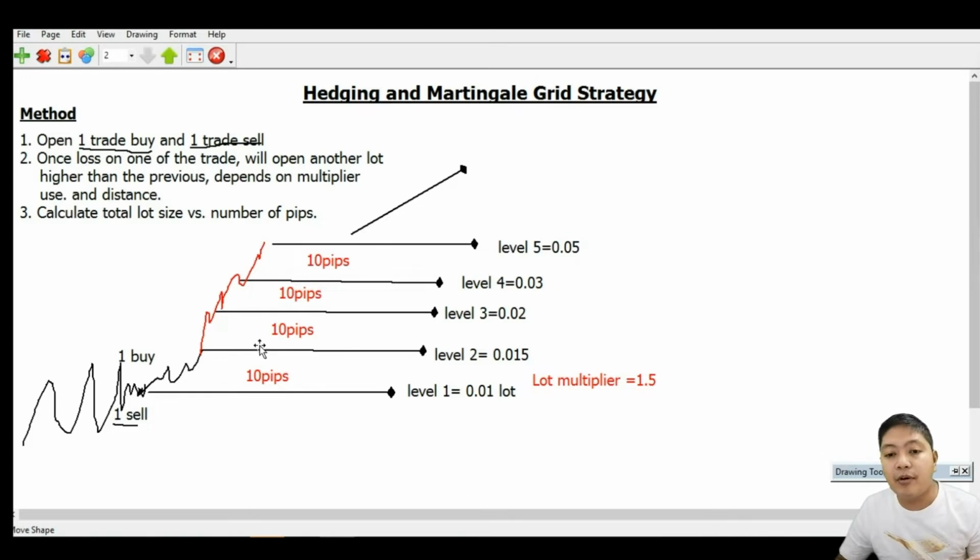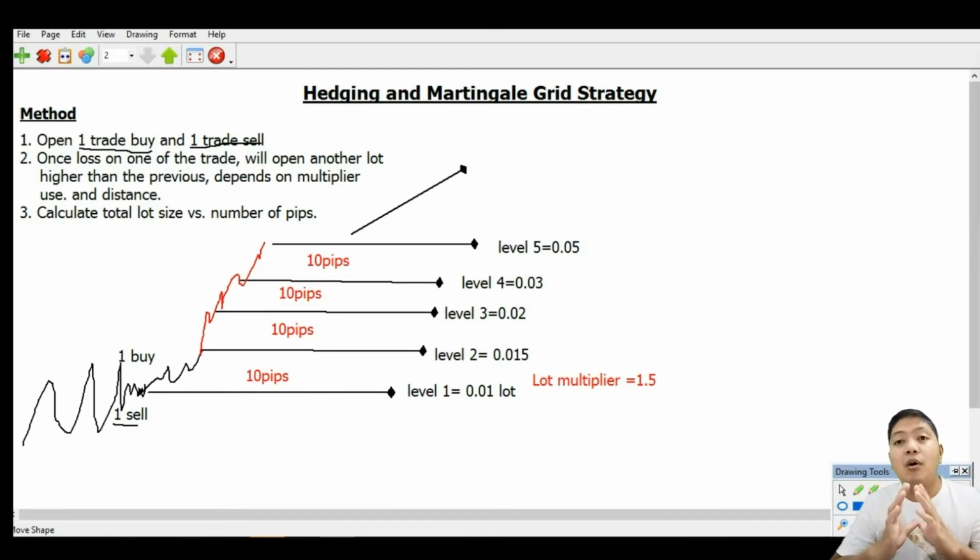Now let's say, for example, what happened to the buy? The buy order here will open, and it will always be winning in the same situation, whereby you're starting with one lot, then 1.5 lots. So it will keep earning on your buy order. So this is the concept of this hedging and martingale strategy.